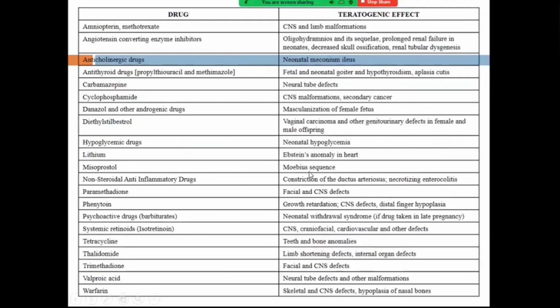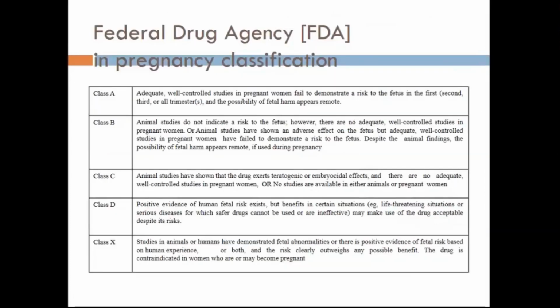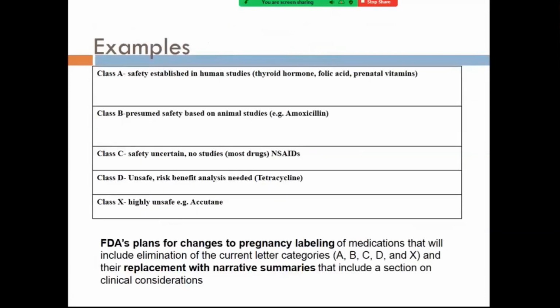For lithium, you know that Epstein anomaly of the heart was not correct, right? What had been attributed to lithium is not correct. There were some problems with the drug company and the regulatory bodies, and somebody has been punished for this, I do not know. But lithium with Epstein anomaly is not there now. And the FDA pregnancy classification has class A, class B, class C, class D, class X. It has to be written on the drug label.